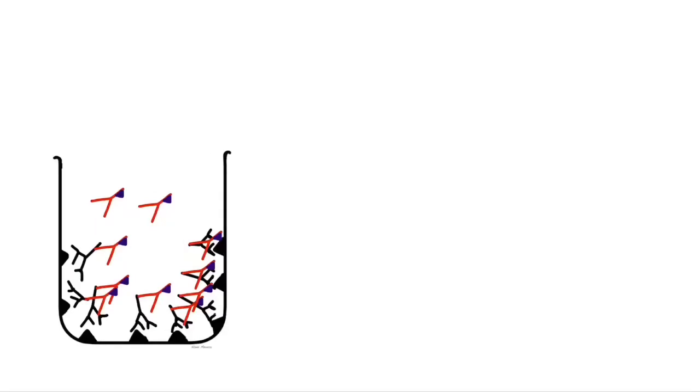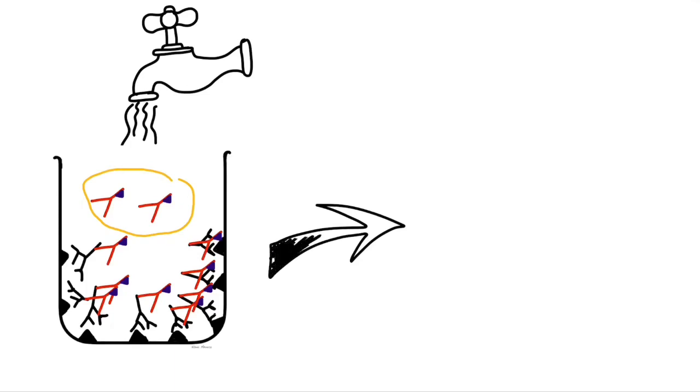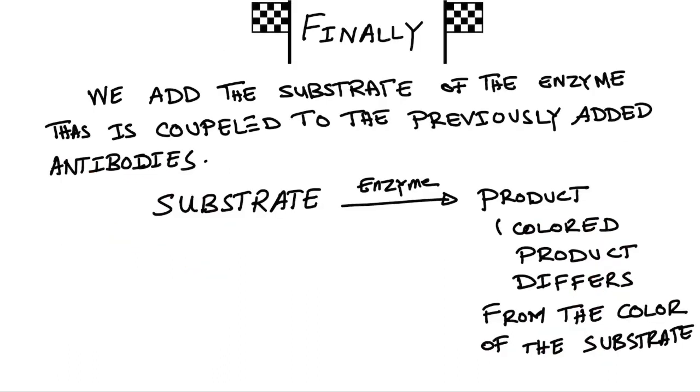We notice that the red antibodies bind to the black one. Also here we have free antibodies and we want to eliminate them, so we have to make washing also. The antibody that we add is coupled with enzyme.